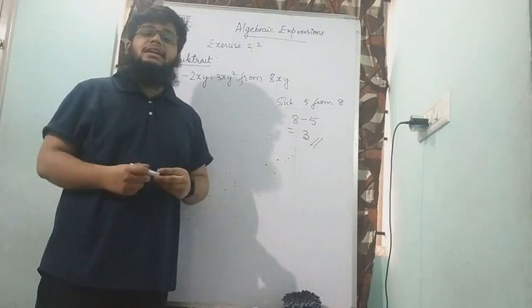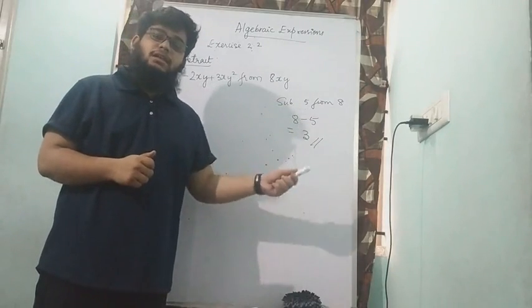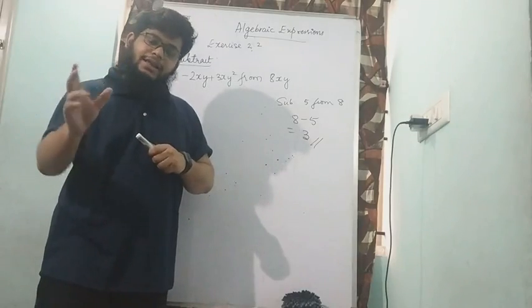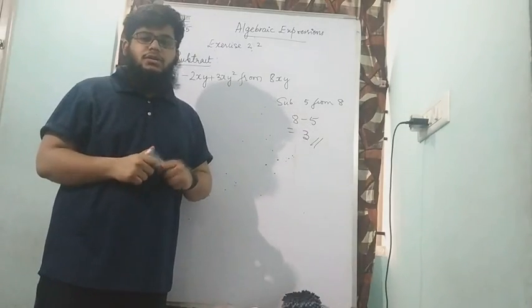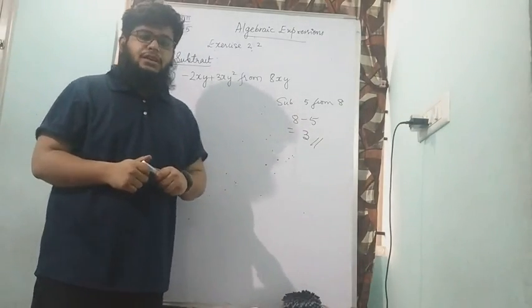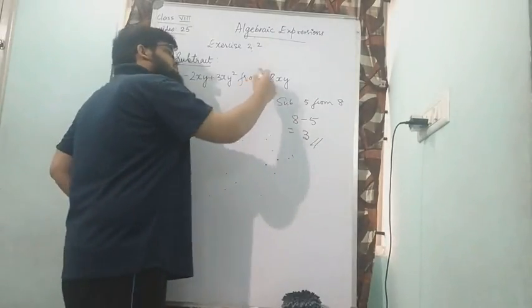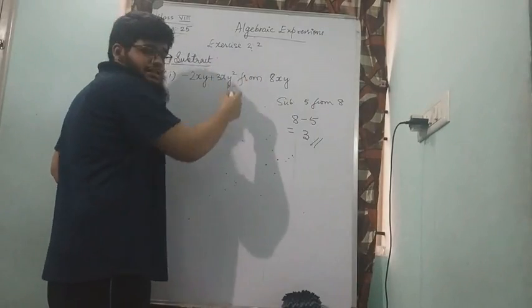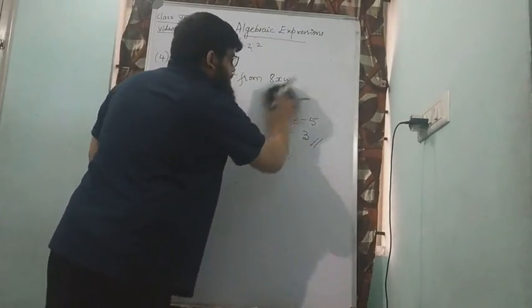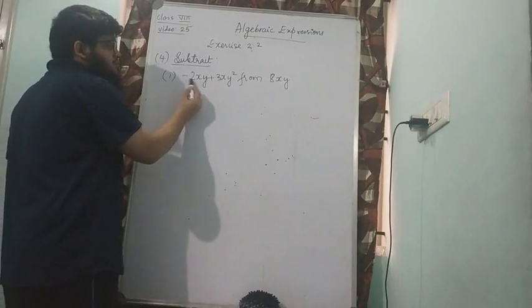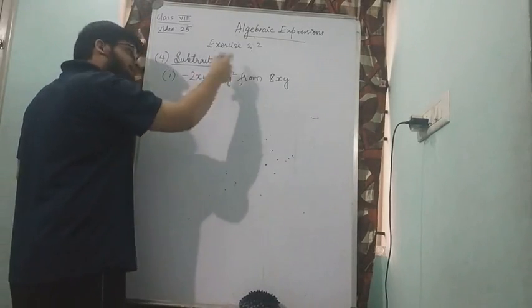Correct? Similarly, when I tell you subtract 15 from 20, that means you will take 20, then you will take minus 15. From 20 you are subtracting 15. Similarly, when we do the subtraction here, we should take the terms that come afterwards first, and then these terms. So now we are supposed to subtract minus 2xy plus 3xy square from 8xy.